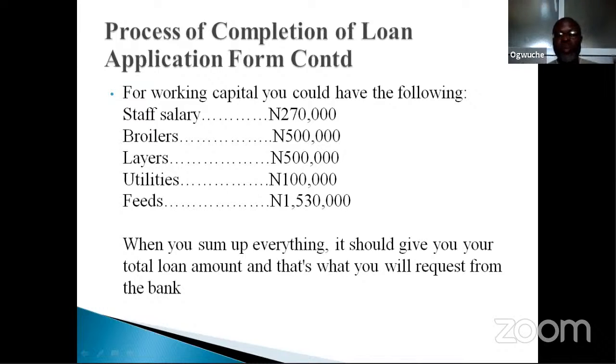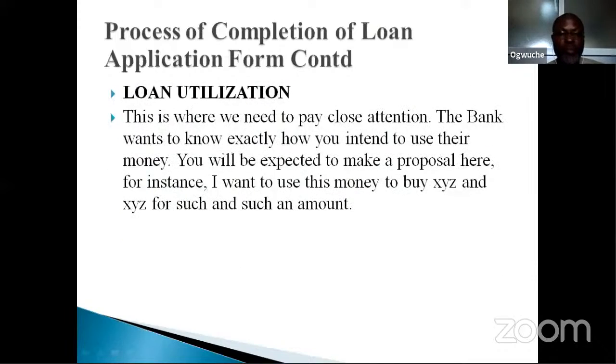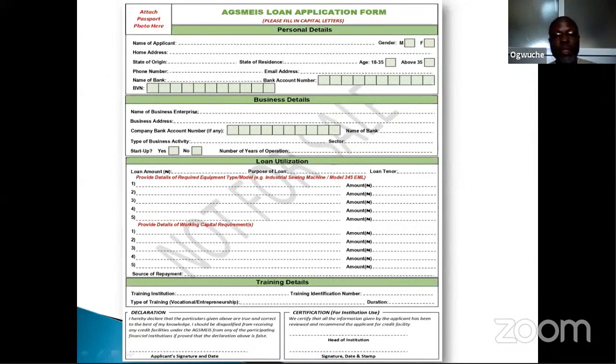Okay, when you sum up everything, it should give you the total loan amount that you require. So let's go back to our form again. Okay, so that is what the form looks like. The working capital, the required equipment, which I highlighted earlier for the poultry farm. Here you are looking at lease of land, construction of pens, battery cages, borehole, generator, egg crates, and then a delivery van. Okay, and then the amounts against them: 1.2 million, 1 million, 800,000, 600,000, 400,000. And then 100,000, and then 1.530 million.